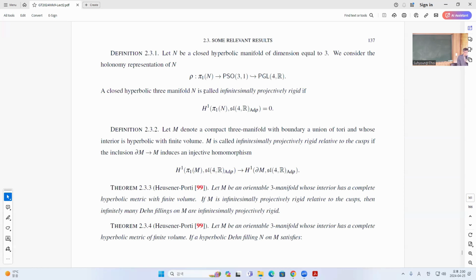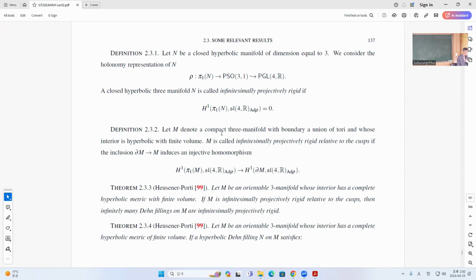So this hyperbolic manifold has holonomy to PSO(3,1) and then goes to PGL4. It's called infinitesimally projectively rigid if H1 is 0. This is an adjoint group action on SL4R. So this means that you cannot deform this. This is the first obstruction to deforming. If it's 0, then you cannot deform. So it means rigid.